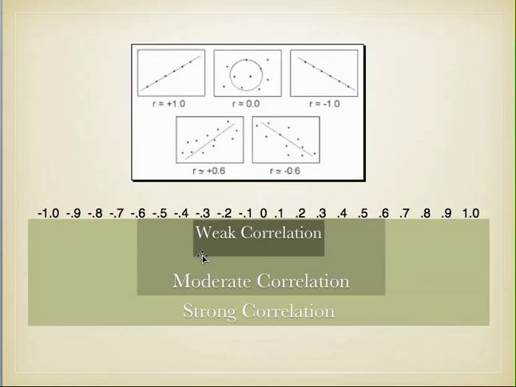We call a positive correlation a correlation where when one increases, the other increases. We call a negative correlation where one increases, another decreases, and we'll give you some examples about that in just a minute.